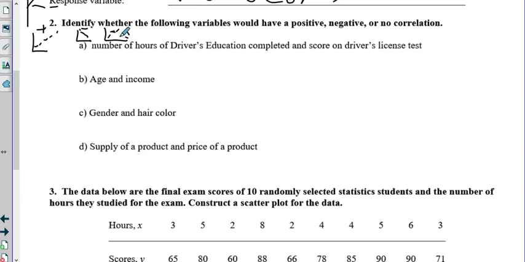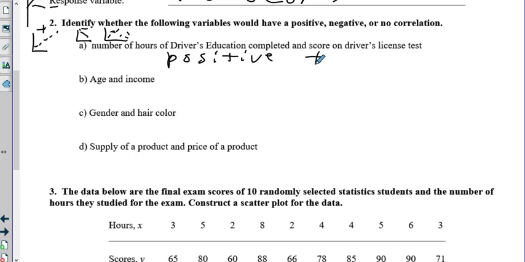Okay? So, number of hours of driver's education completed and your score on your driver's license test. As you study more, take more hours of driver's ed, do you expect your score to go up on the test or down on the test? Up. Okay? So that's positive. You just want to put a plus sign, you can do that too.